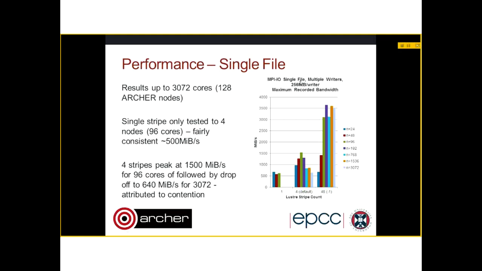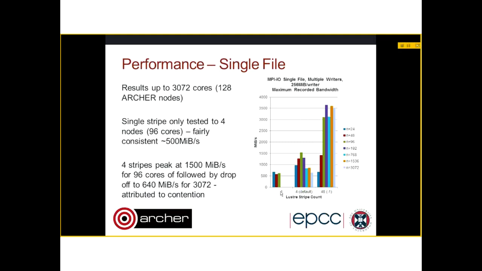So a single file, multiple writers, and writing a quarter of a gigabyte per writer. So as the number of processes, number of cores, increases, the file size increases.